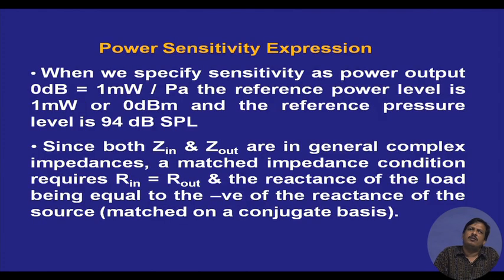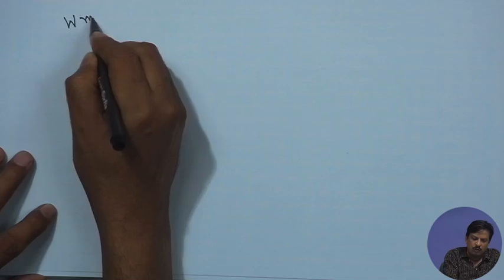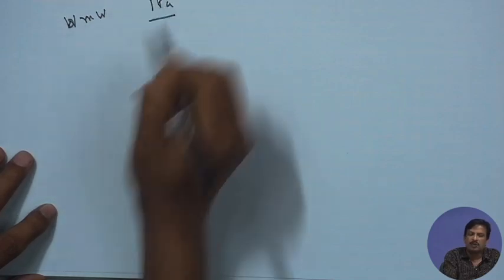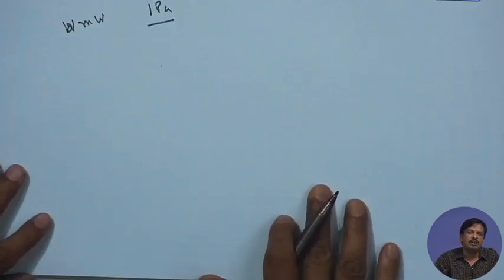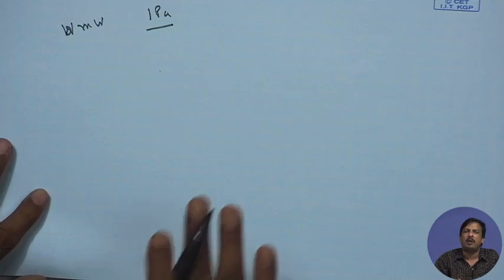Another issue is there is a voltage sensitivity issue and there is a power sensitivity issue. What is the power sensitivity of a microphone? We define the power sensitivity of a microphone as the power delivered by the microphone in milliwatt in a 1 Pascal pressure. So, what I say is, if I expose a microphone to 1 Pascal pressure, the amount of power delivered by the microphone in milliwatt will be the power sensitivity of the microphone.